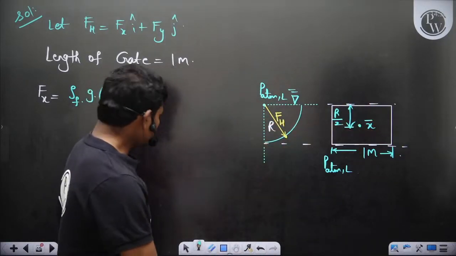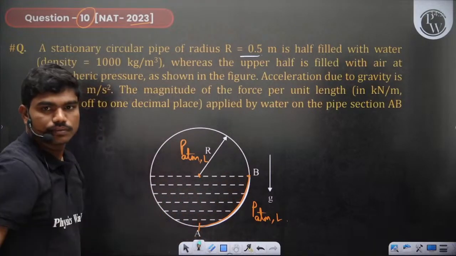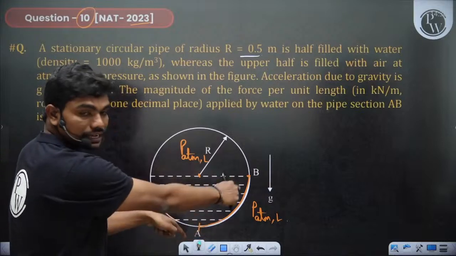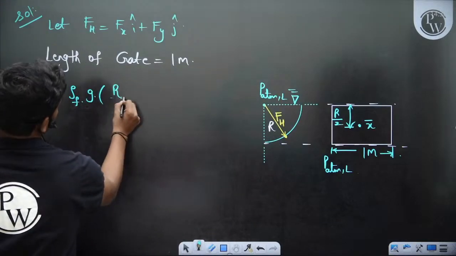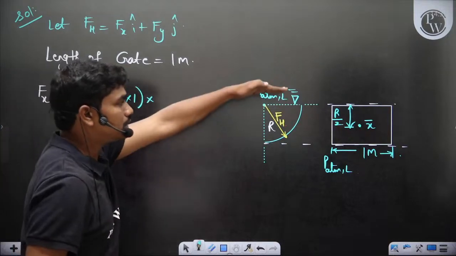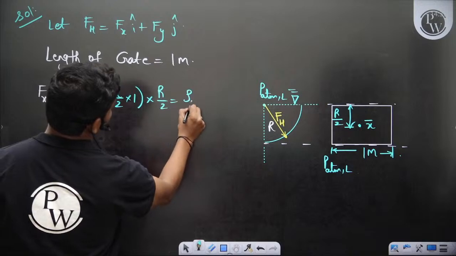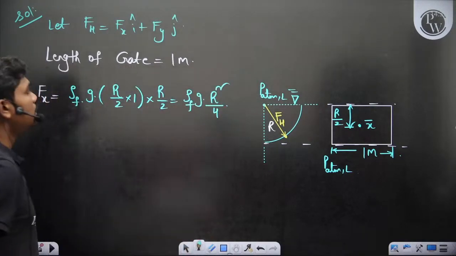But AB is only a quarter circle. Got it? They are interested only in the force acting on AB. So AB is only one quarter. So then Ax is r by 2 into 1 into h bar. The depth of the centroid from the free surface is r by 2. So this is rho f g r square upon 4. So that is this Fx value.